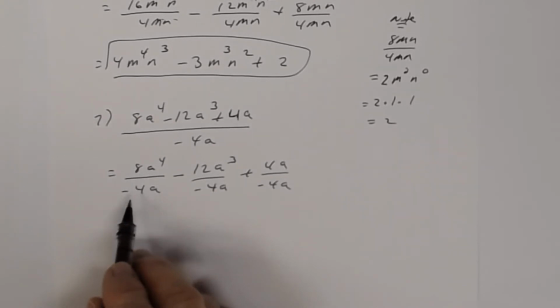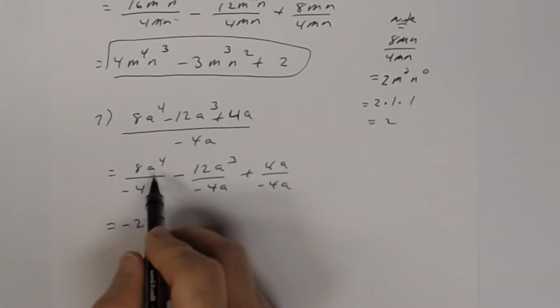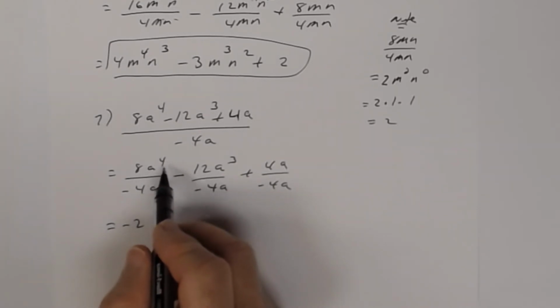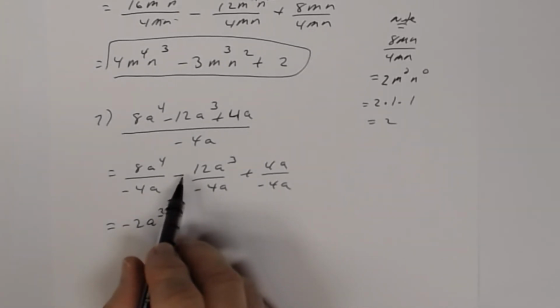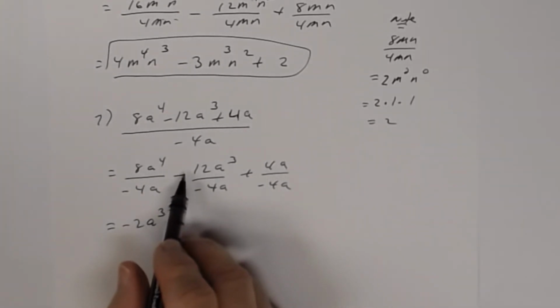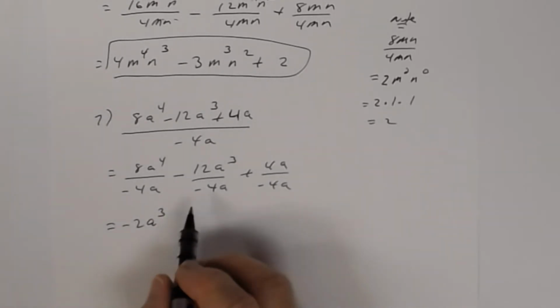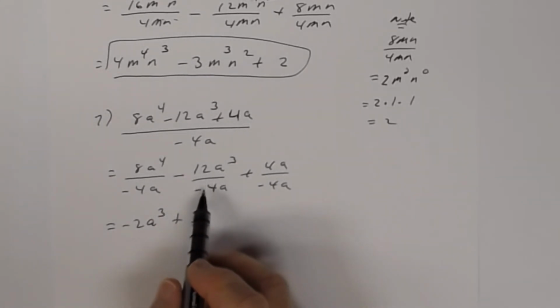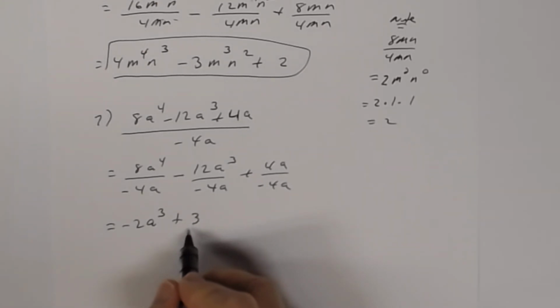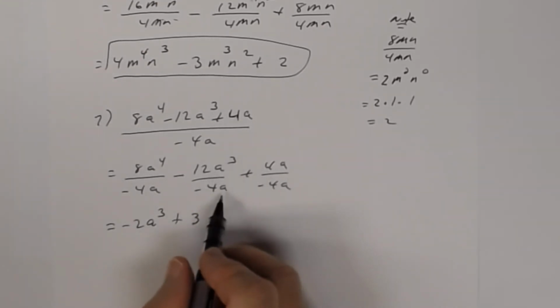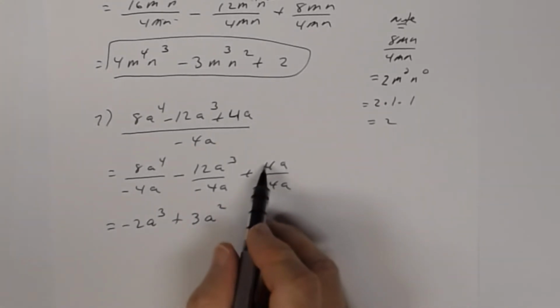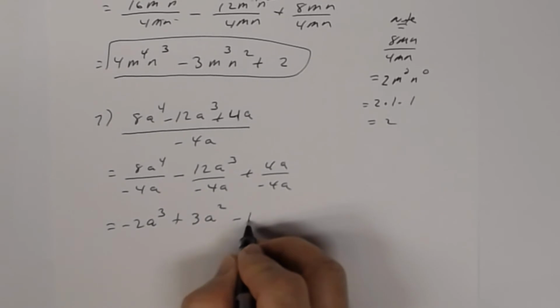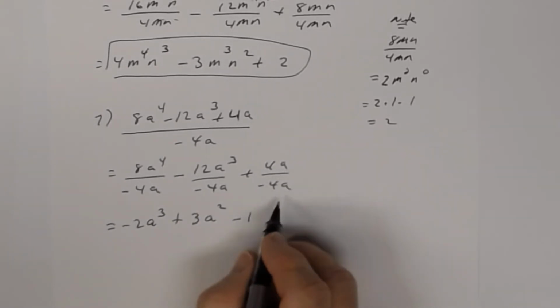So 8 divided by negative 4 is a negative 2. A to the 4th divided by a. All right, so remember, you divide like bases, you subtract exponents. 4 minus 1 is 3, so you get a to the 3rd. Now be careful here. You got to remember your sign properties. A negative divided by negative is a positive, because negative 12 divided by negative 4 is a positive 3, right? And then a to the 3rd divided by a, 3 minus 1 is 2, so it becomes a squared. And then a positive 4 divided by negative 4 is a negative 1, right? And then a divided by a is 1.